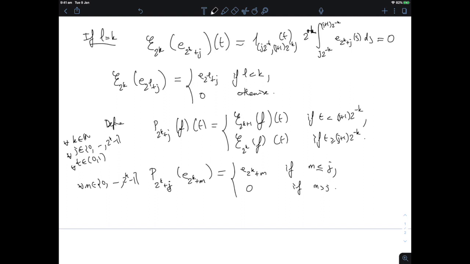Now, if I look at p2k plus j of e to l plus m, this is going to be e to l plus m for any l in n whenever l is below k, and it's going to be 0 if l is above k, also by the above reasoning applying to e to k plus 1 and e to k.